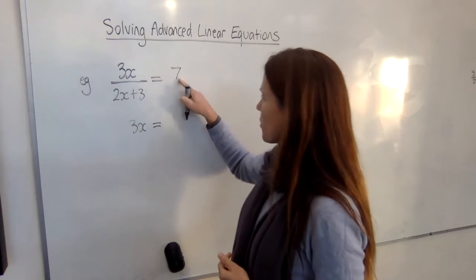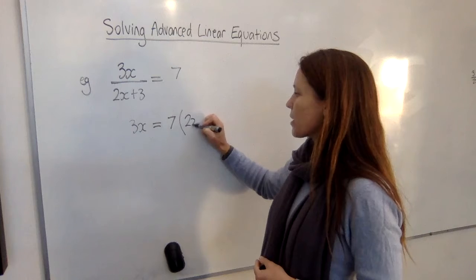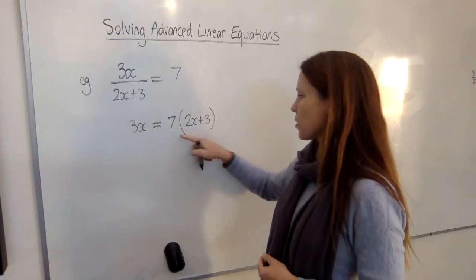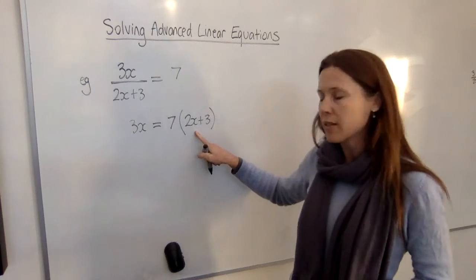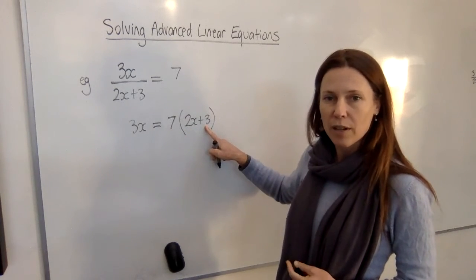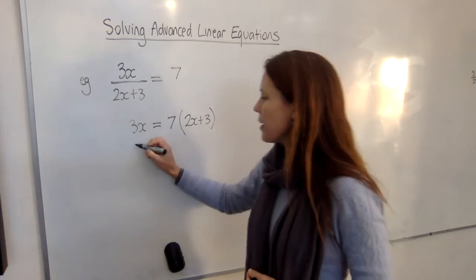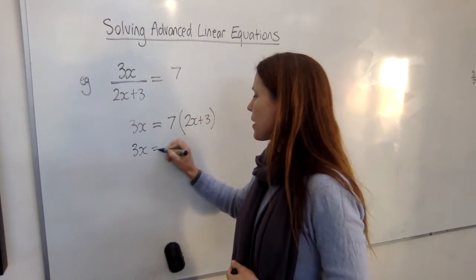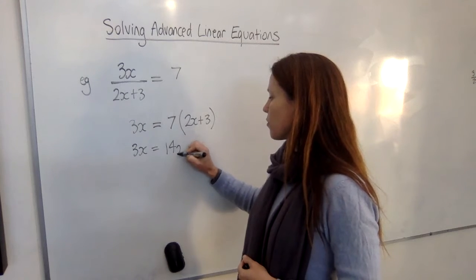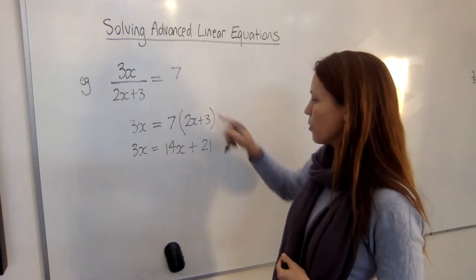But on this side, when we do 7 lots of 2x plus 3, we will have 7 lots of (2x plus 3). And I've written it down like this with the brackets to make sure you can see that you're going to need 7 lots of the 2x and 7 lots of the 3. So put this step in each time, use the brackets, and then on the next line, you can expand out the brackets on this side, giving you 14x plus 21. Remember, you need 7 lots of both.